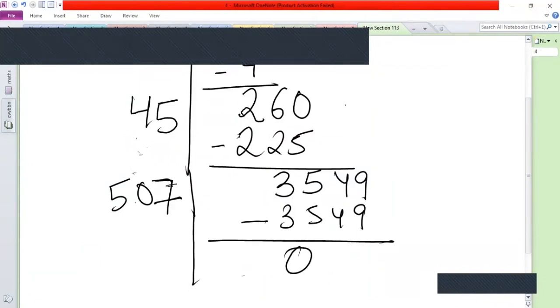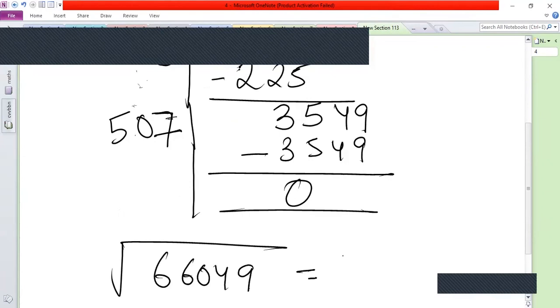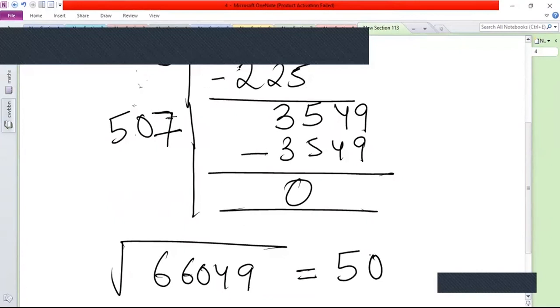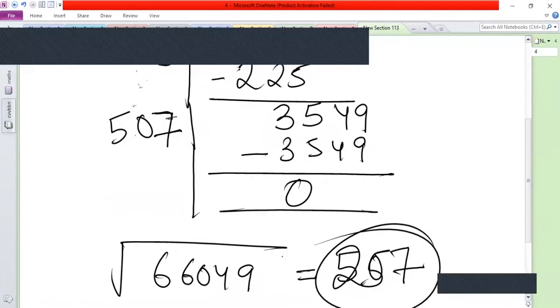0. So that means 66049 has a square root of 257, ma'am. Yes, 257. Good. Good. So did you understand how to find out the square root now? Yes. Is it easy now? Yes, ma'am. Okay.